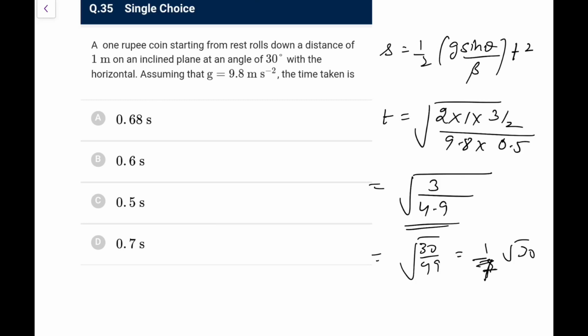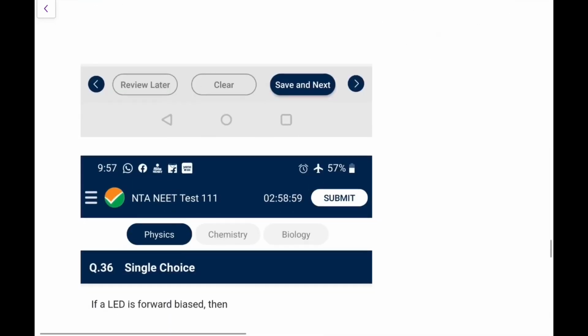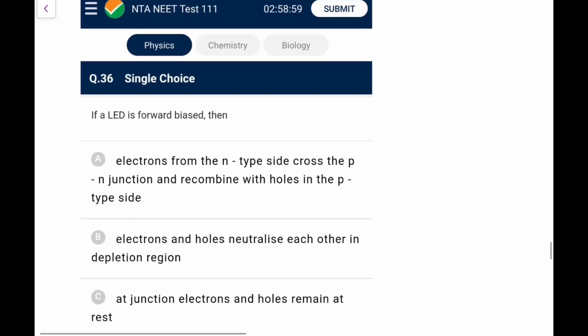So root 30 would be 5 point something, I can make it out. If it is 5 point something, 5 by 7 is 0.7, so it would be closer to 0.7. It would in fact be greater than 0.7, but out of the options it would be the most appropriate, though I don't say it is the perfect one.